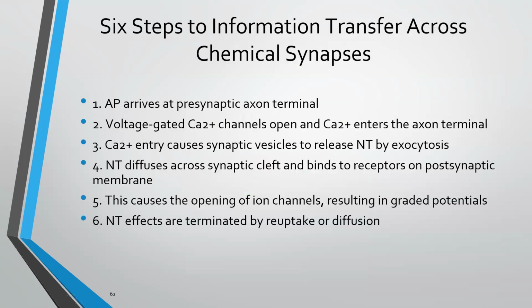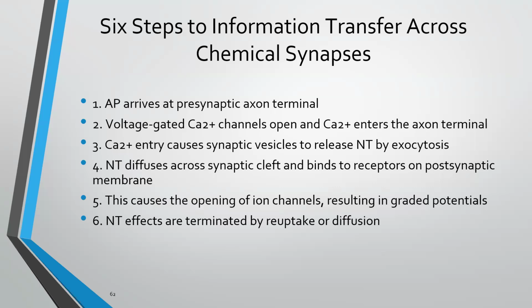So there's 6 steps to transfer across a chemical synapse. So first, the action potential arrives at the presynaptic axon terminal. Then you have that voltage gated channel that opens up the axon terminals. And then that causes the synaptic vesicles inside of there to release by exocytosis.